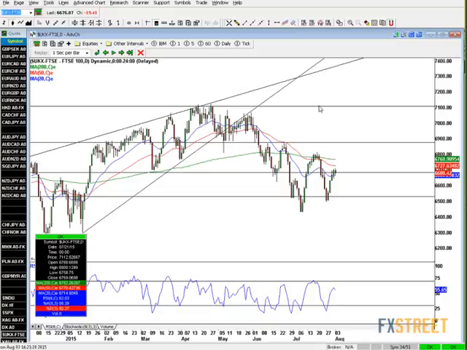Do you think we're going to trade the breakout long, or do you think we're going to sell if and when the FTSE comes up to this level? Please let me know what you think in the chat window.